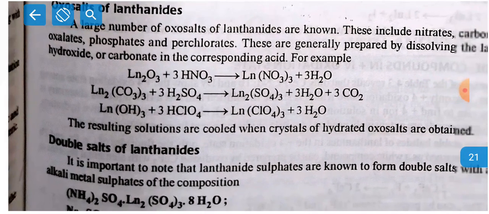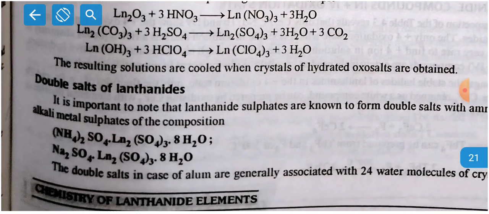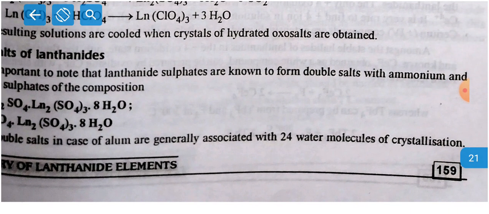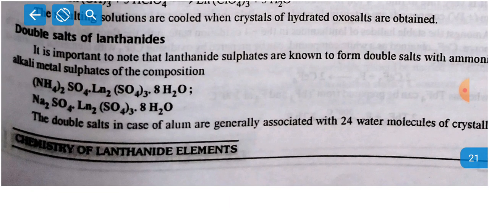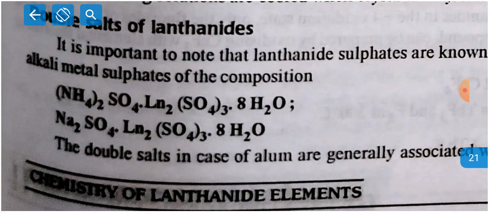The resulting solution is cooled, when crystals of hydrated oxo salts are obtained. Double salts of lanthanoids. It is important to note that lanthanoid sulfates are known to form double salts with ammonium and alkali metal sulfates of the composition (NH4)2SO4·Ln2(SO4)3·8H2O and Na2SO4·Ln2(SO4)3·8H2O.